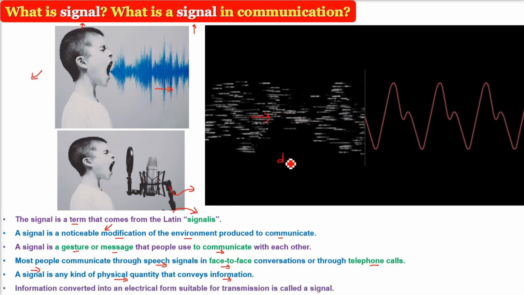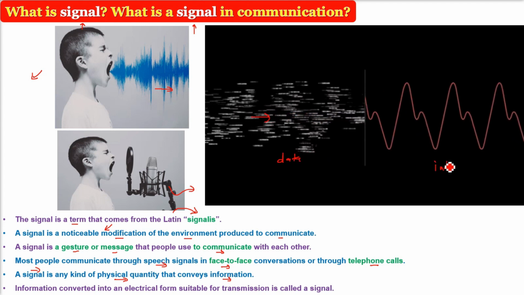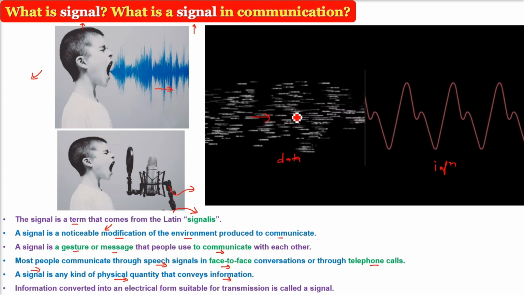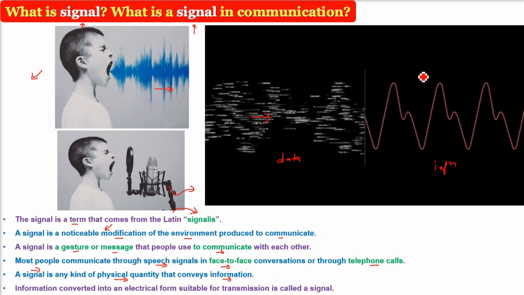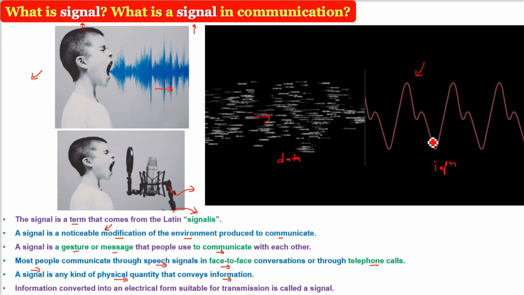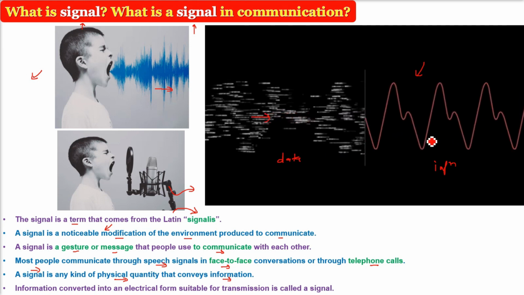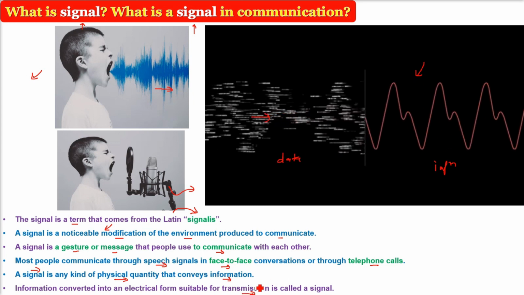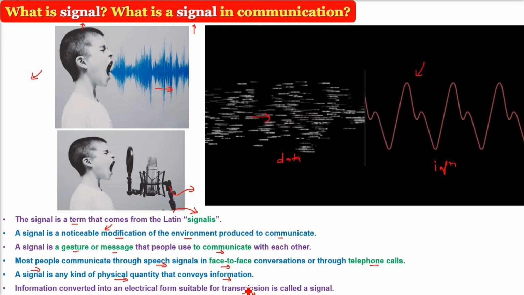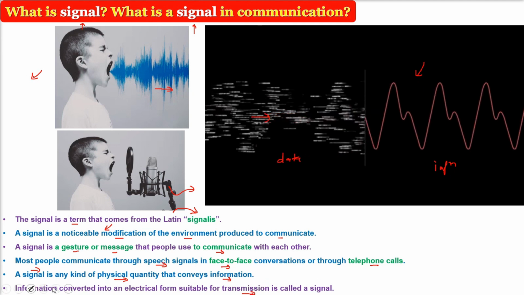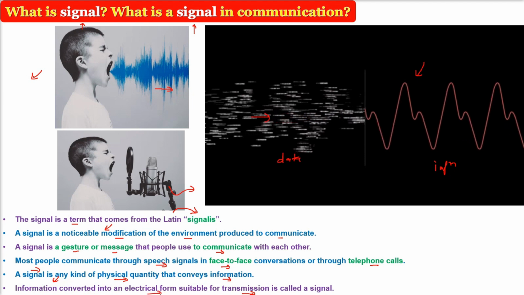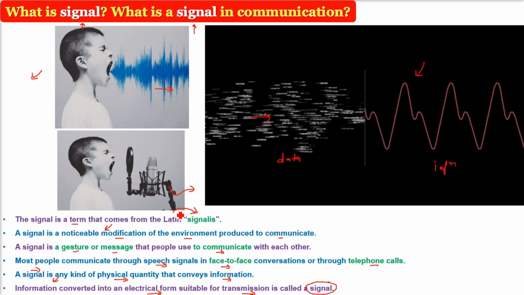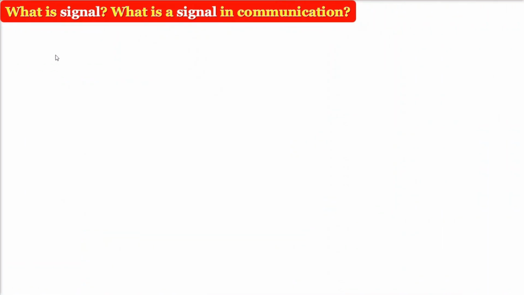So information converted into an electrical form which is suitable for transmission is called a signal. That is, the sound which the boy is producing may not be able to go through a wire. It has to be made such that it goes through a wire. But if you are communicating with this kid, you will be able to understand whether he is shouting or whether he is singing. So information has to be converted into some form, mostly the electrical form, to convey the information.